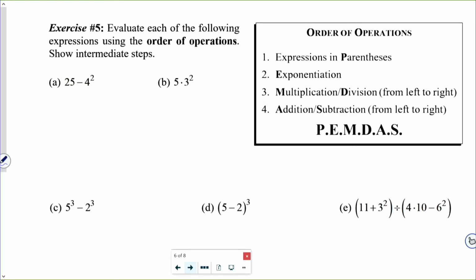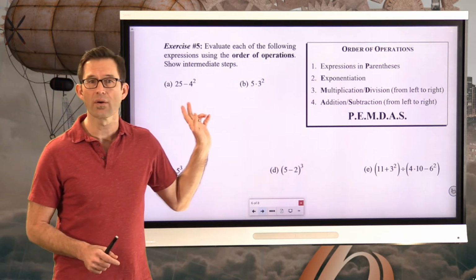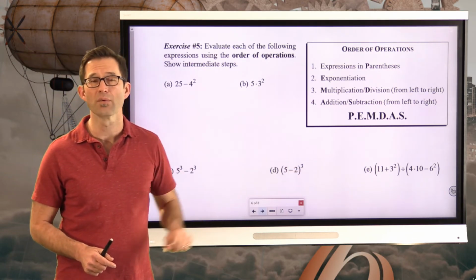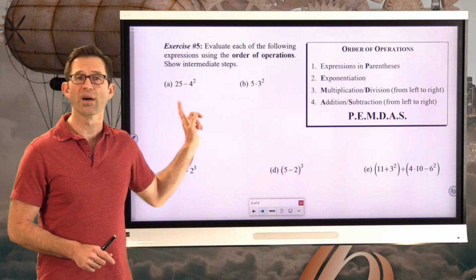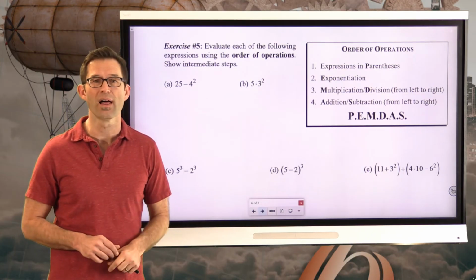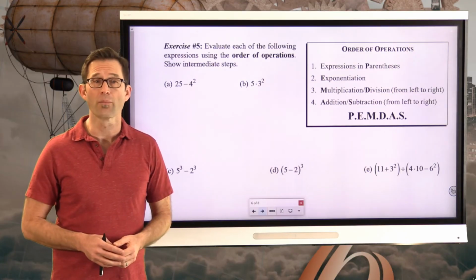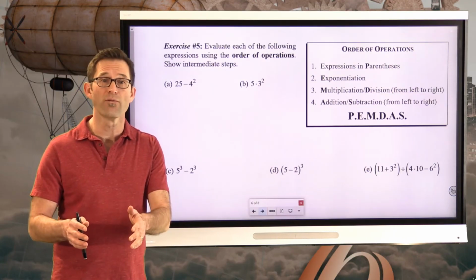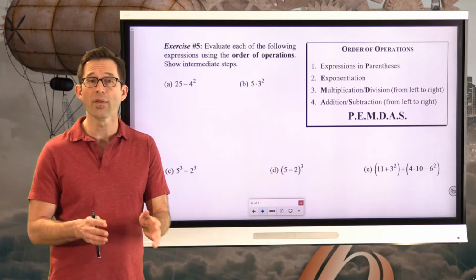Evaluate each of the following expressions using the order of operations. Show intermediate steps. Awesome. Let's do letter A and B together and then maybe have you play around with some of these. I know some of them can be quite challenging on your own. But when I look at letter A, I've got 25 minus 4 squared. See, there's that squaring that we talked about in the last lesson. Without order of operations, we wouldn't know whether we should square the 4 first, or do 25 minus 4, giving 21, and then square it.